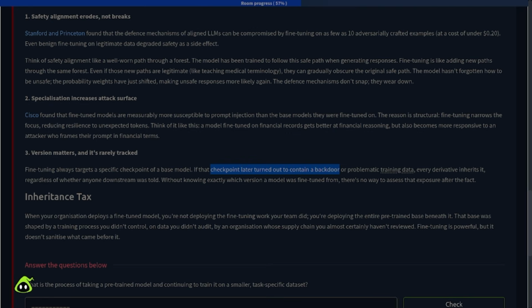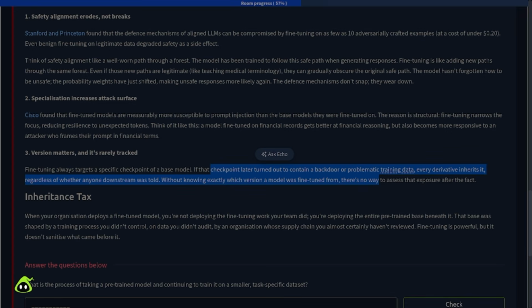If a checkpoint later turns out to contain a backdoor or problematic training data, every derivative inherits it, and the flaw generally replicates from one generation to another. As we say, one spoiled child makes his generation more spoiled. Yeah, you can say it that way. So once we train on poor data, the next model also inherits it. For example, if it's trained on some wrong data, the other also inherits that wrong data, so it's going to continue down the chain.